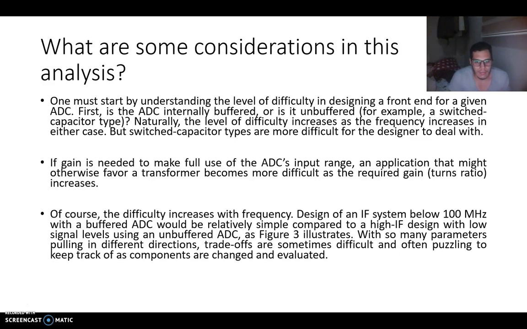If gain is needed to make full use of the ADC's input range, an application that might otherwise favor a transformer becomes more difficult as the required turns ratio increases. Of course, the difficulty increases with the frequency. An IF system below 100 MHz with a buffered ADC would be relatively simple compared to a high IF design with low signal levels using an unbuffered ADC.